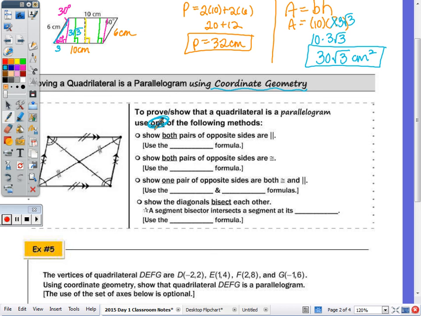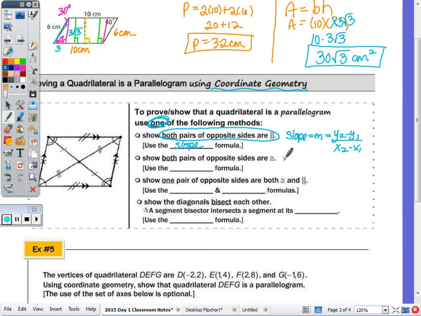One way you could do this is to show both pairs of opposite sides are parallel. What formula would you use to show parallel lines or line segments? Slope. So use the slope formula. If you forgot it, write it off to the side. Slope is change of y over change of x. So you could do it that way, but that involves calculating the slope of all four sides.